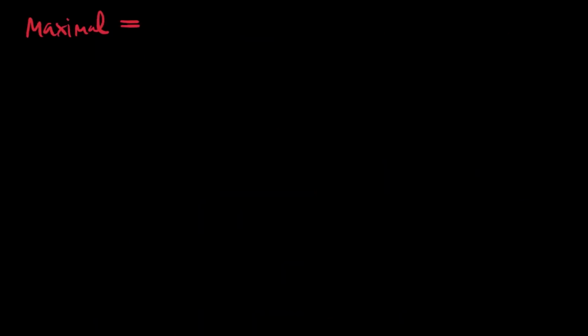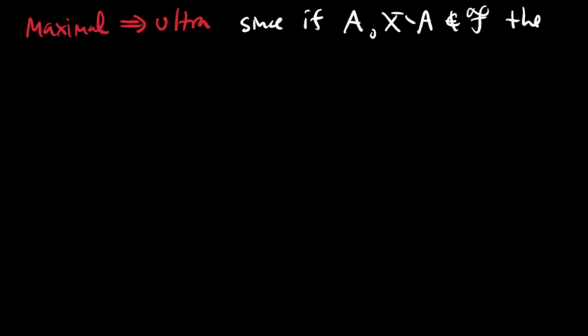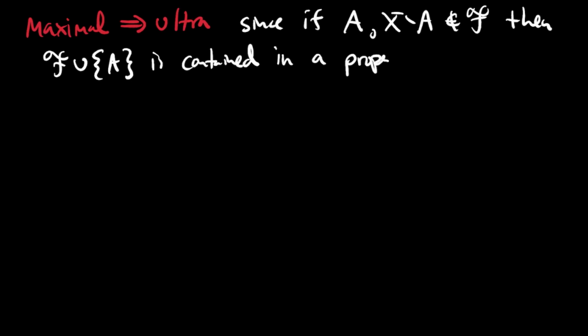So first, to show that maximal implies ultra, suppose I have a filter that's not an ultra filter. Suppose it's a filter and there's some set A such that neither A nor A complement is in the filter. Well, then you can just throw A or A complement into the filter and see that it is properly contained in a proper filter. And so the original filter I had wasn't maximal.